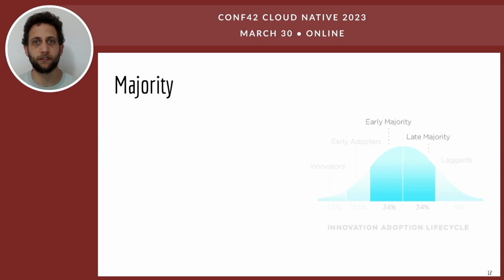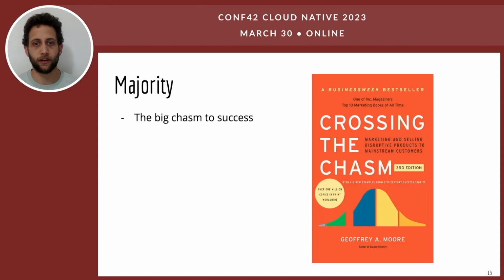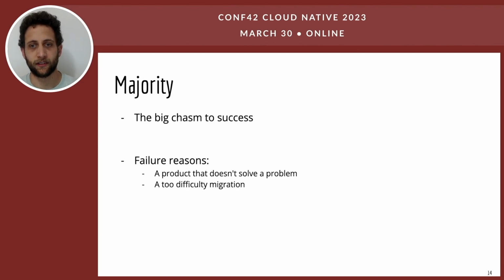Therefore, approaching the majority is completely different from the first 2 groups. Not without a reason, Crossing the Chasm put a gap between the early adopters and the majority. From my experience, there are 2 main reasons for failure with this group. One is a product that doesn't solve a problem, but hopefully doing user research, working with design partners and doing POCs, that's not the case. The second reason is that the migration is too difficult.